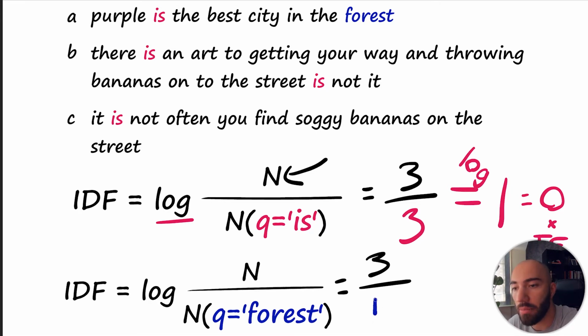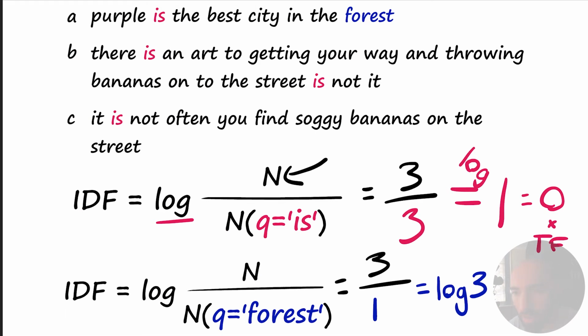We have A at the top. So we would have log 3. And what is log 3? Log 3 is 0.48. So then we times that by TF, and we get a larger number than we would for "is". So that is where the IDF, or inverse document frequency, comes in. It essentially gives us a multiplier for less common words, because chances are they're more relevant to our query.